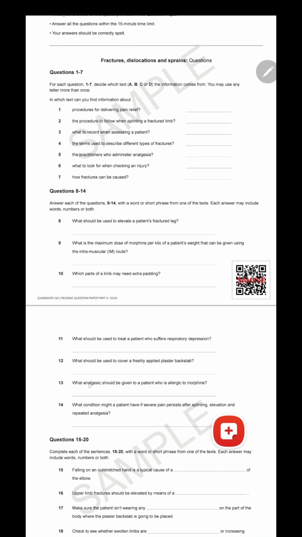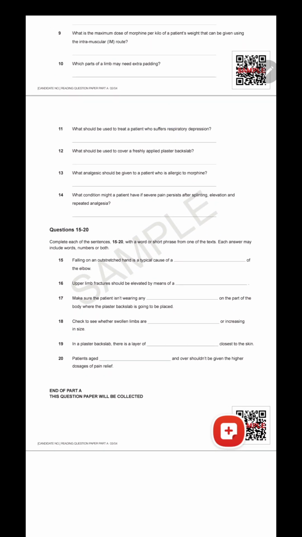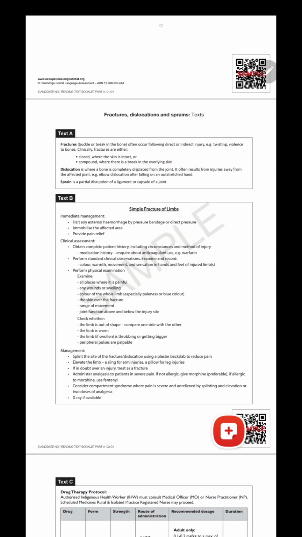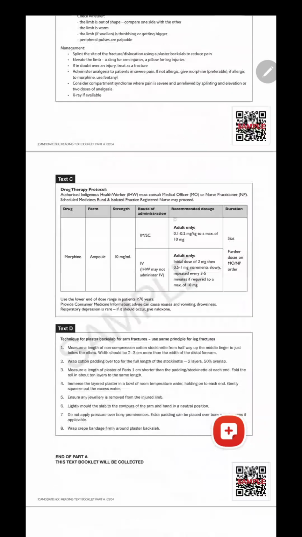Then we can move on to the next one. What condition might a patient have if pain persists after elevation? So it was compartment syndrome in the B. And falling on an outstretched hand is a typical cause of a dash. In this part, we must be grammatically correct. So we can see, if you recall, the outstretched part. If you can see, it's here. So dislocation is the answer for that.